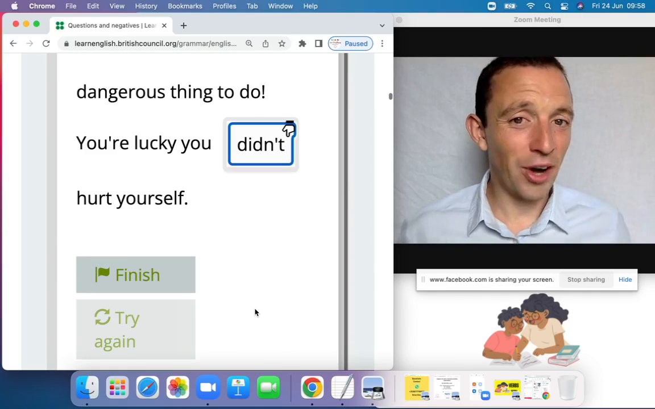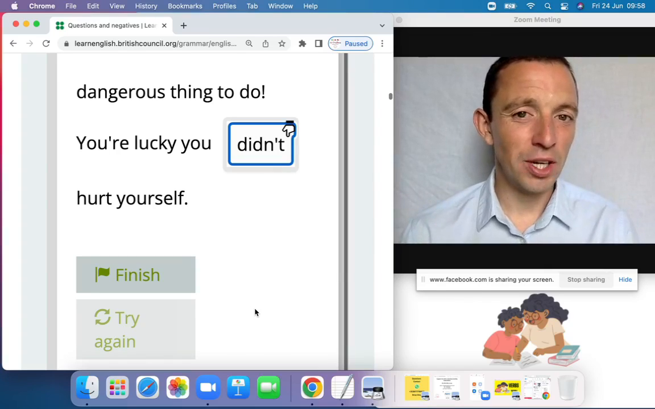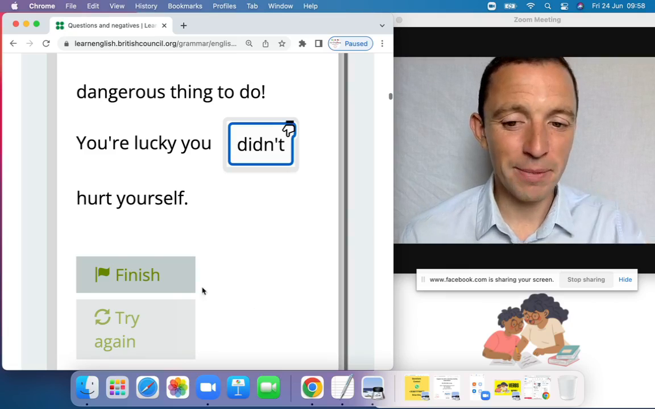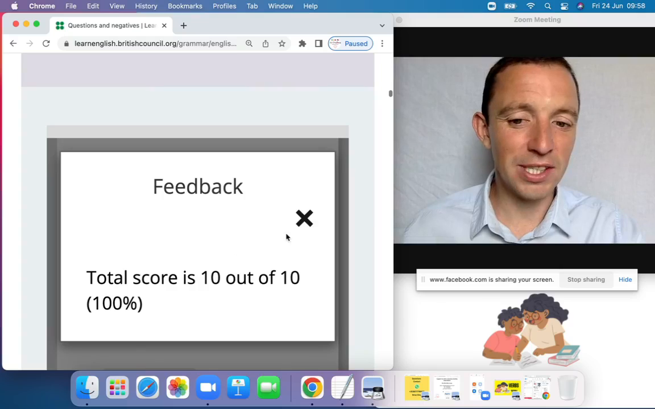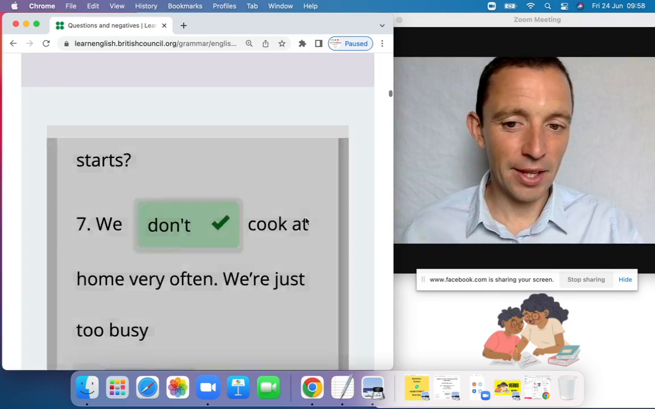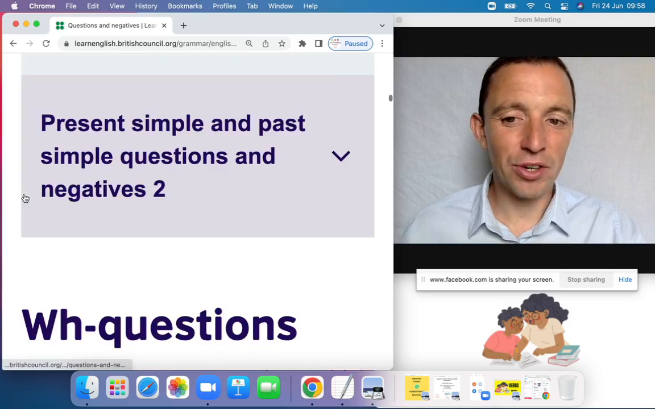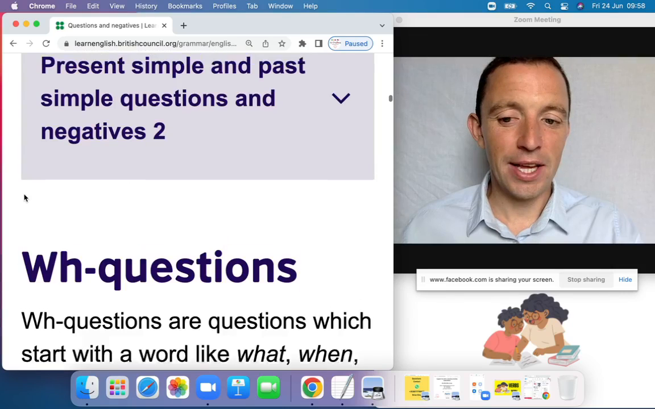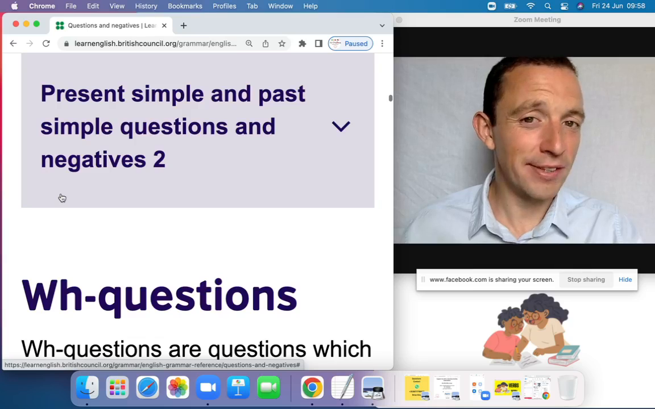Very interesting, very good exercise. I recommend you try to do that exercise yourself first, before my video, before my explanation, if possible. Now we check the answers. It's possible to have some mistakes. 10 from 10. Very good. So today's lesson was about creating the negative for different verbs, and the questions.